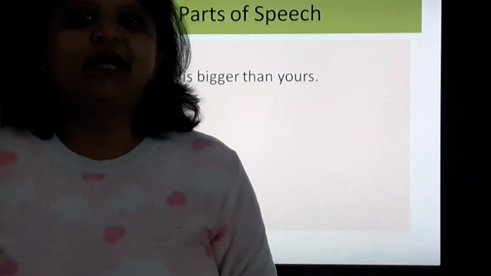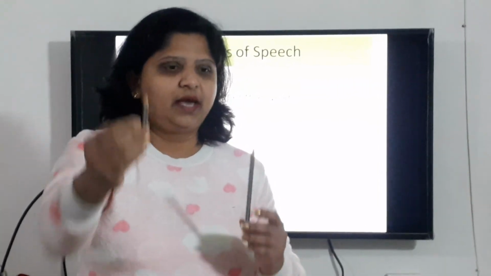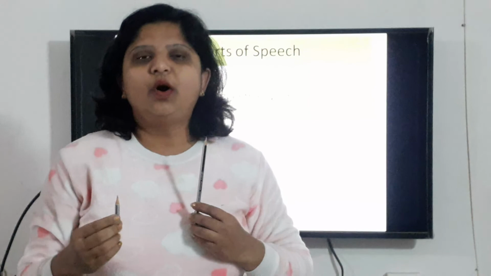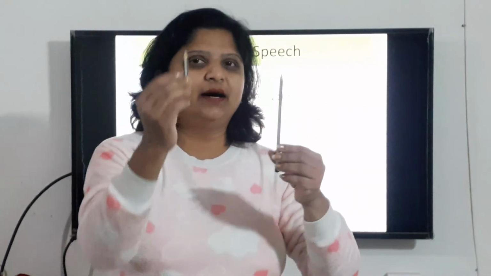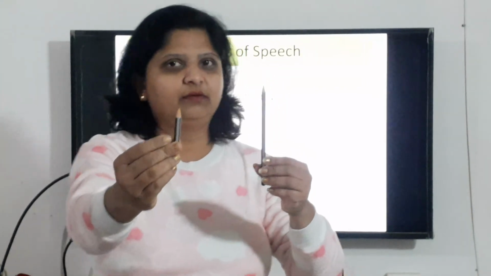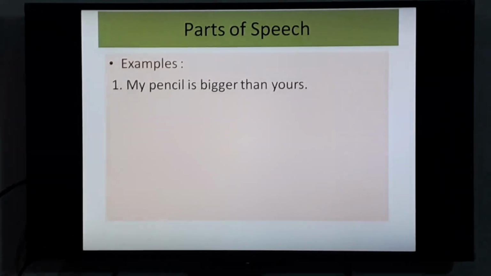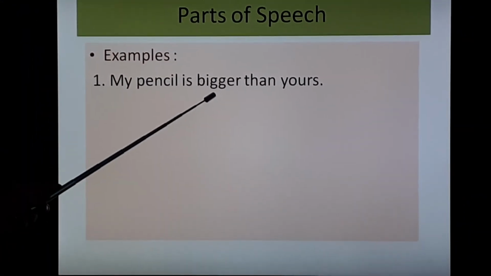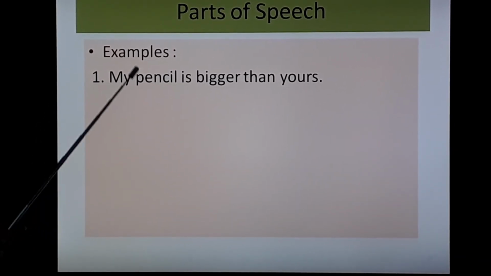Now, let's try to understand with the help of objects. This one is yours and this is mine. So, I will frame a sentence. My pencil is bigger than yours. So, here bigger, this is called comparative adjective because comparison is made between my pencil and your pencil.